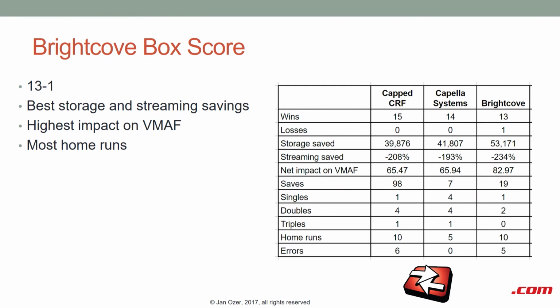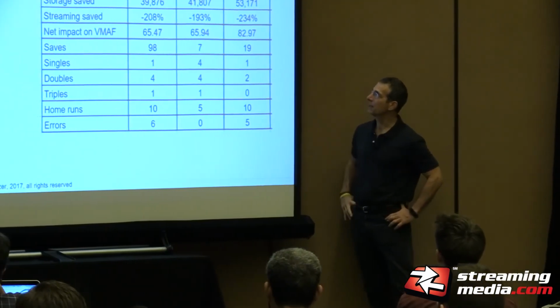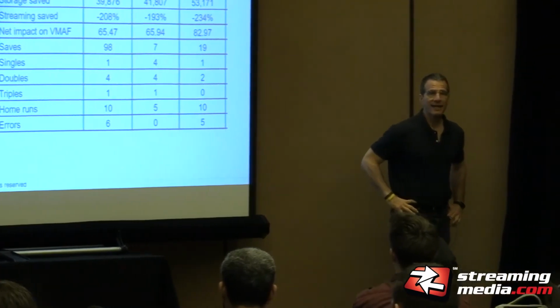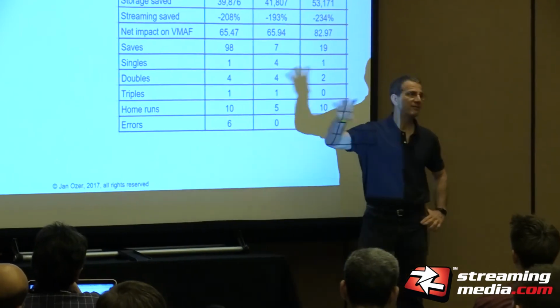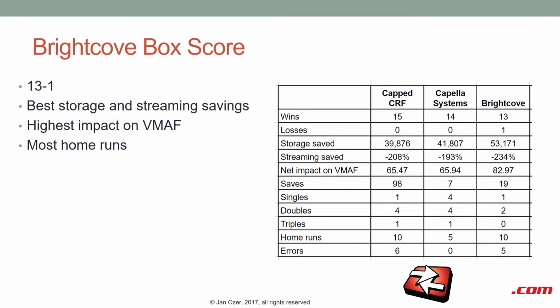And here's how Brightcove did. They were 13-in-1. They saved more storage than the other two technologies. They saved more streaming than the other two technologies. They had a higher net impact on VMAF. And that's primarily because they hit a lot of home runs, like Cap CRF. And the thing that they did that Cap CRF didn't do is they cut encoding runs. So with Cap CRF, you start with 7, you end up with 7. With the Brightcove system, very aggressive cutting of encoding runs, which saves storage and ends up saving VMAF scores as well.